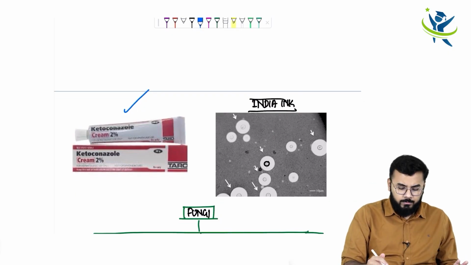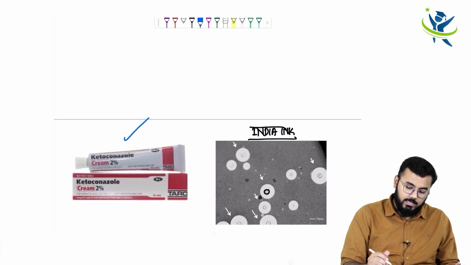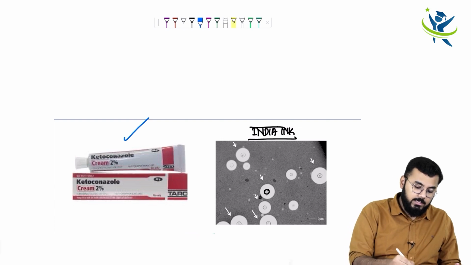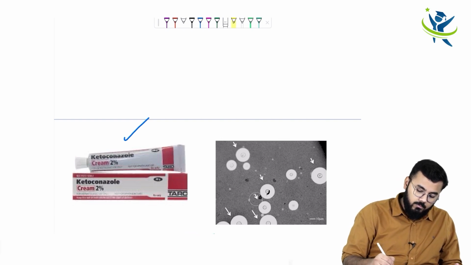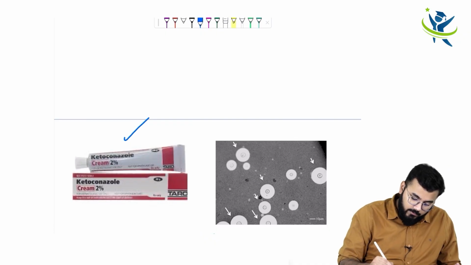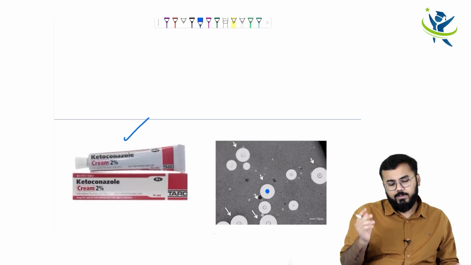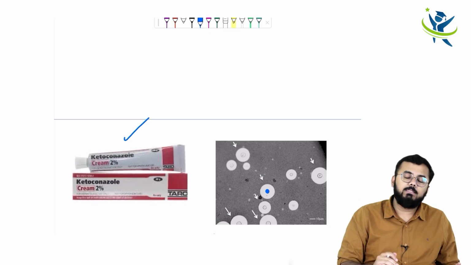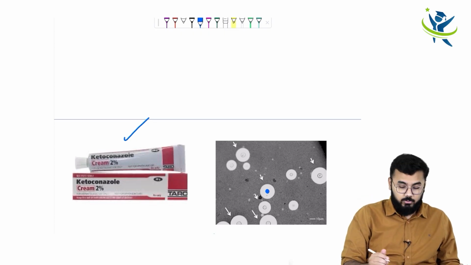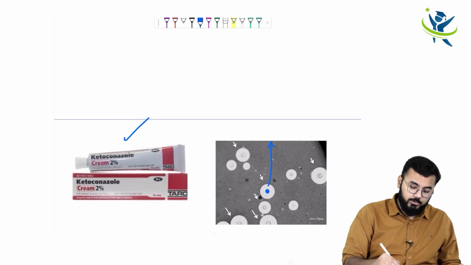And if you can see here, these are the fungi. What is this entire thing over here? This is the fungus in the center, and the fungus is surrounded by this very thick white layer. This very thick white layer is nothing but your capsule. So this would be the capsule of the fungi.